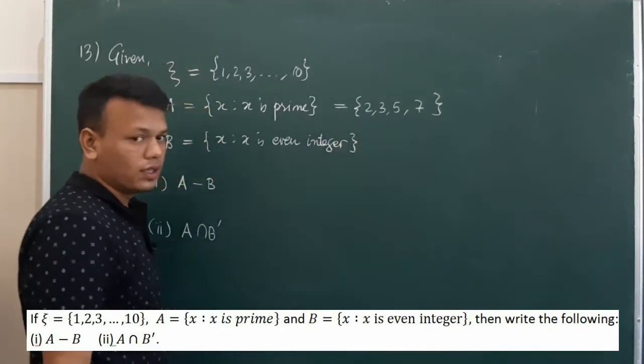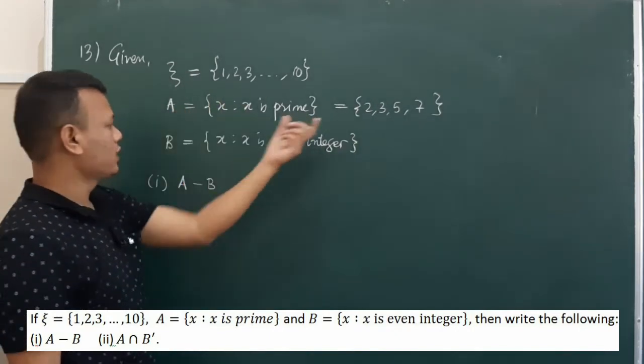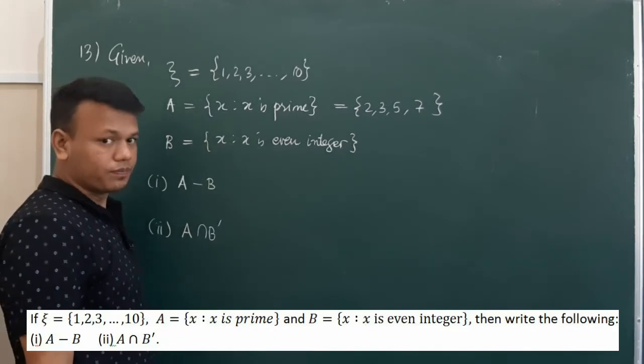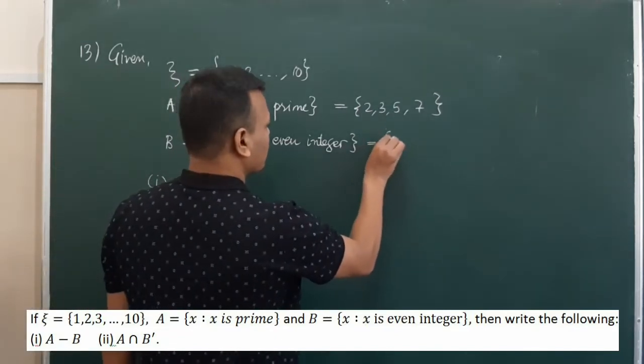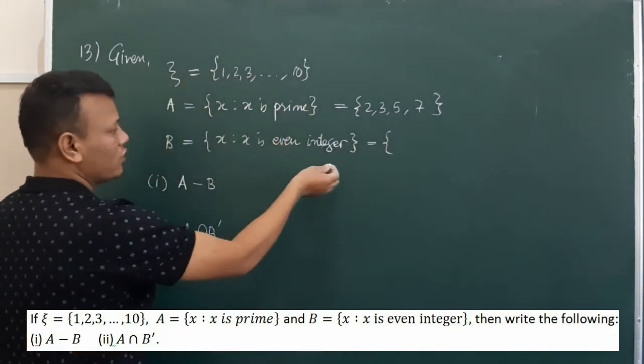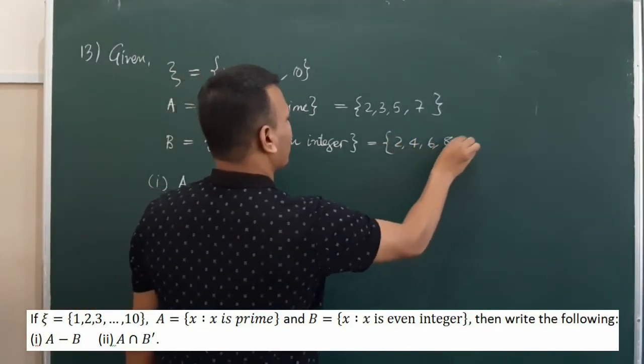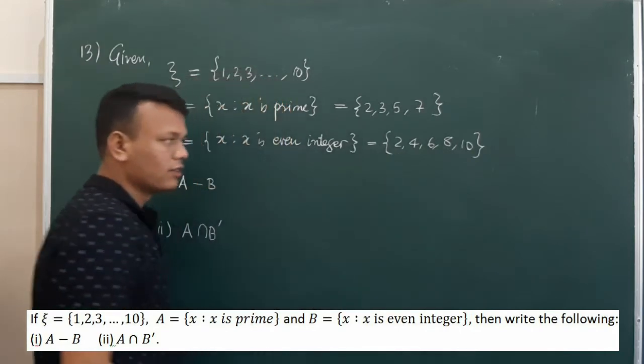So these are the only prime numbers. Now this is my set A. Now set B is the set with even integers. Alright, so what are the even integers? From here the even integers are 2, 4, 6, 8 and 10, isn't it?